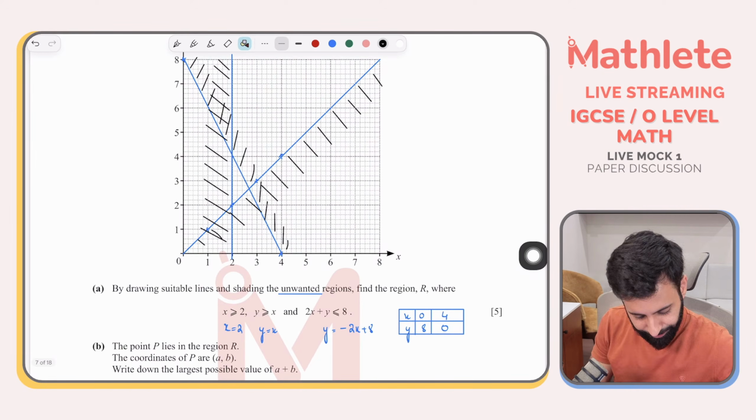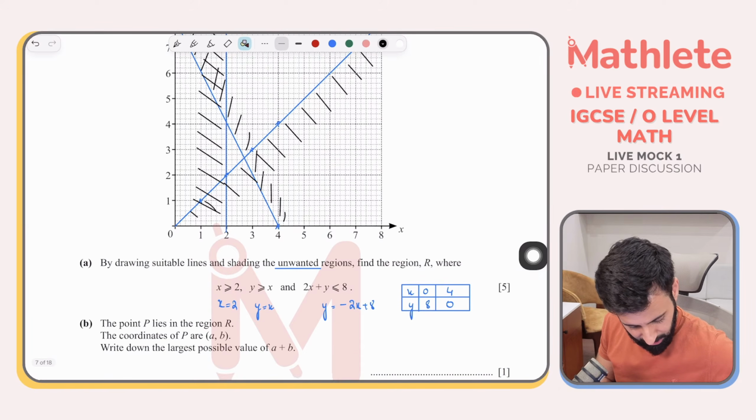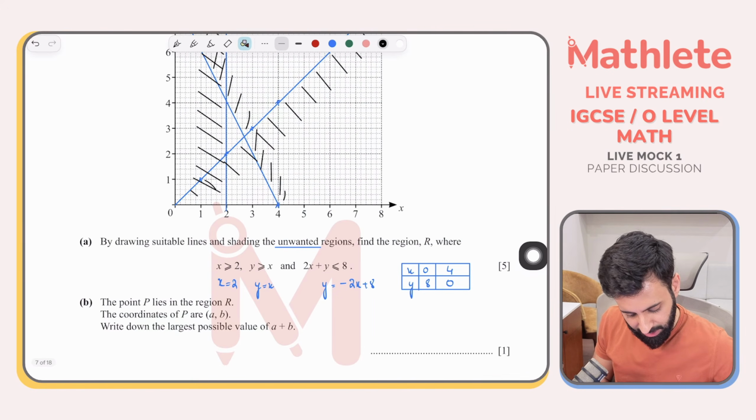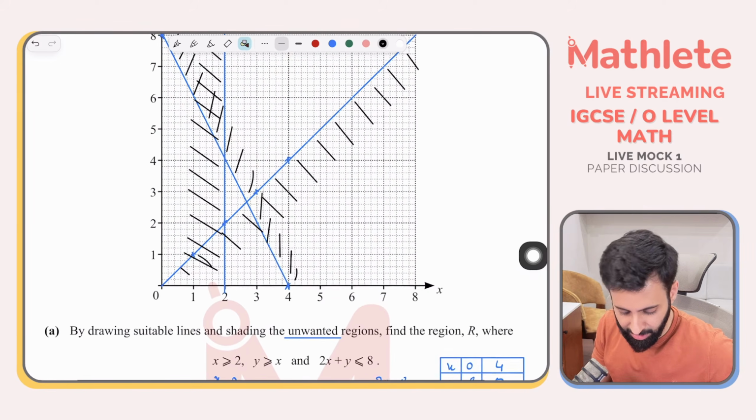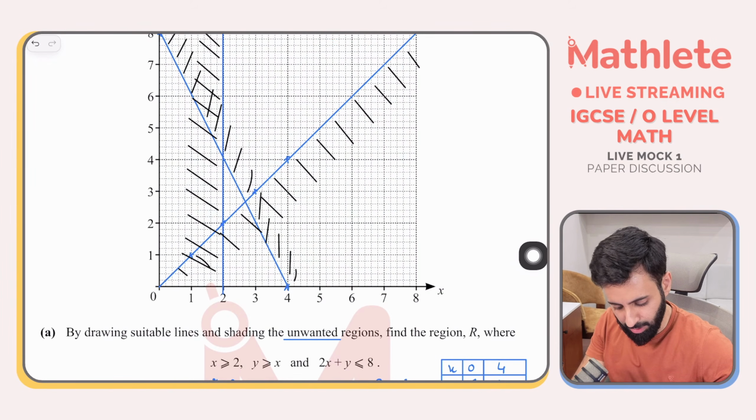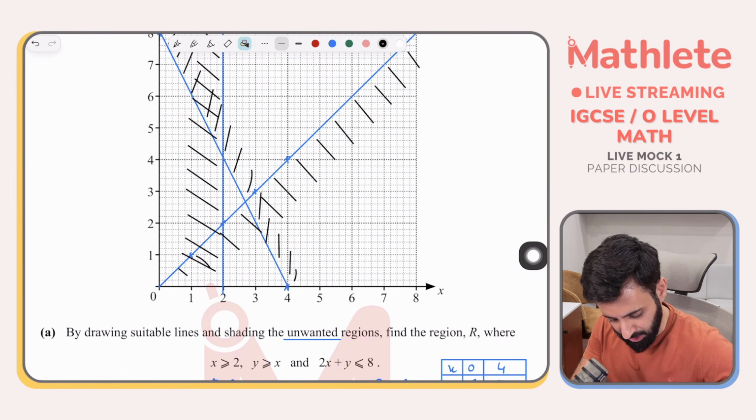Okay, now, after this, the question says the point P lies in the region R. So where is region R? Region R is the region that is safe from all the shading. The only region that's safe from all the shading is this region. So here I'm going to write R and then I'm going to circle it nicely.